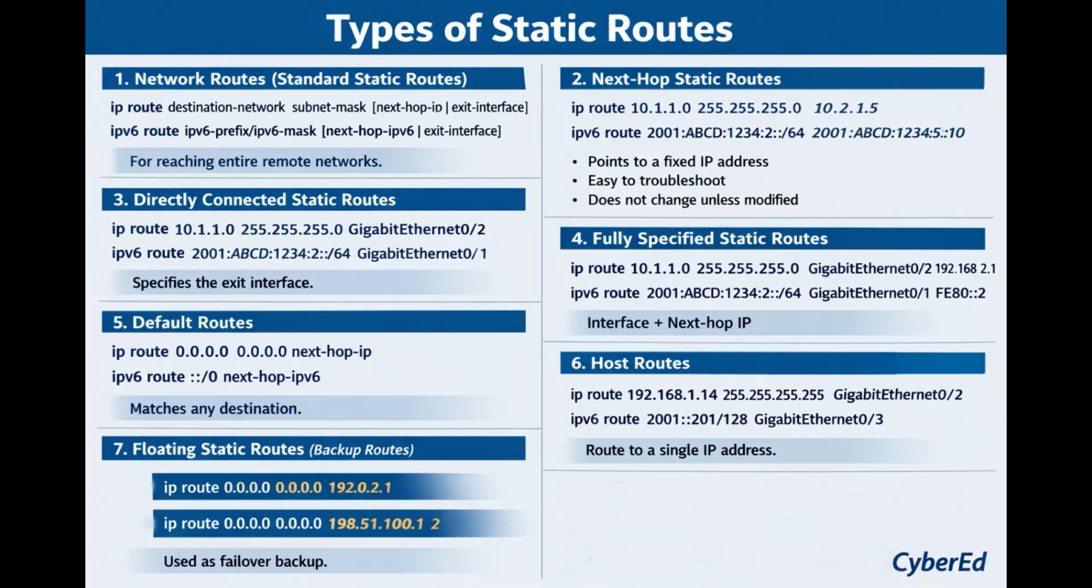A default route is used when no other route matches the destination. It is most commonly used to send traffic to the internet. The IPv4 default route and the IPv6 default route. 0.0.0.0/0 and ::/0 mean match any destination. Prevents routers from needing every internet route.